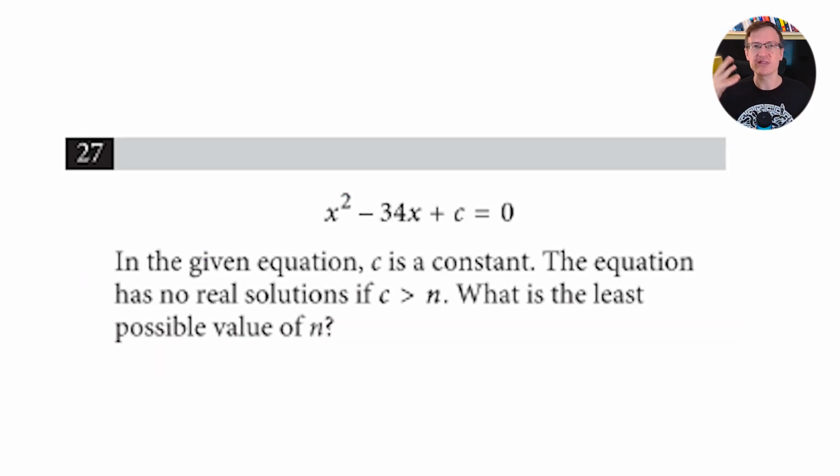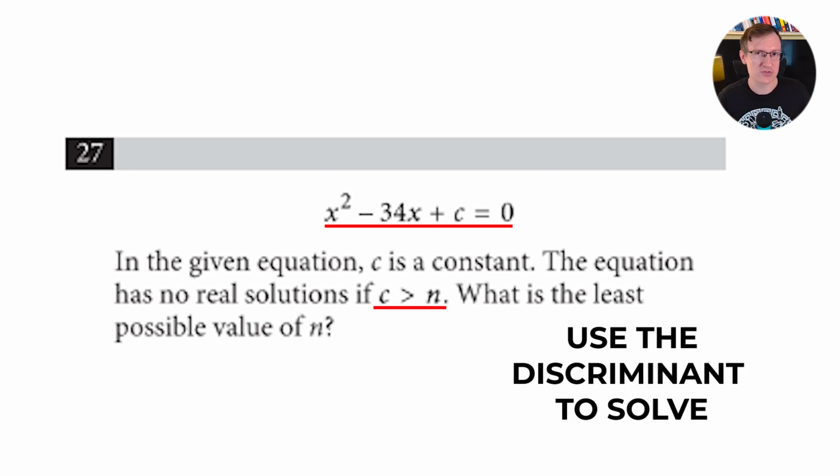And the same goes for this type of math problem. We notice it has a quadratic equation plus another equation containing a constant, and if we've seen this pattern enough times, we know we are going to use the discriminant to solve it.